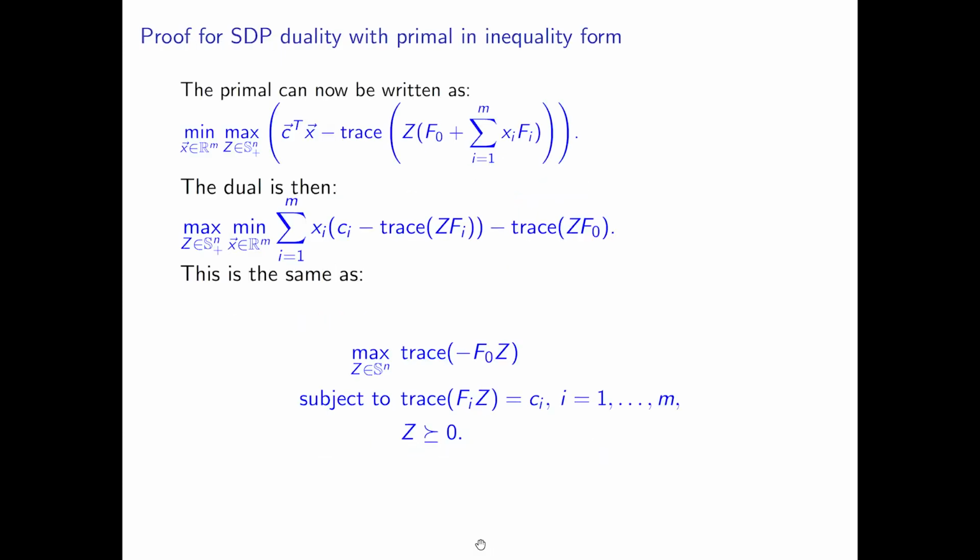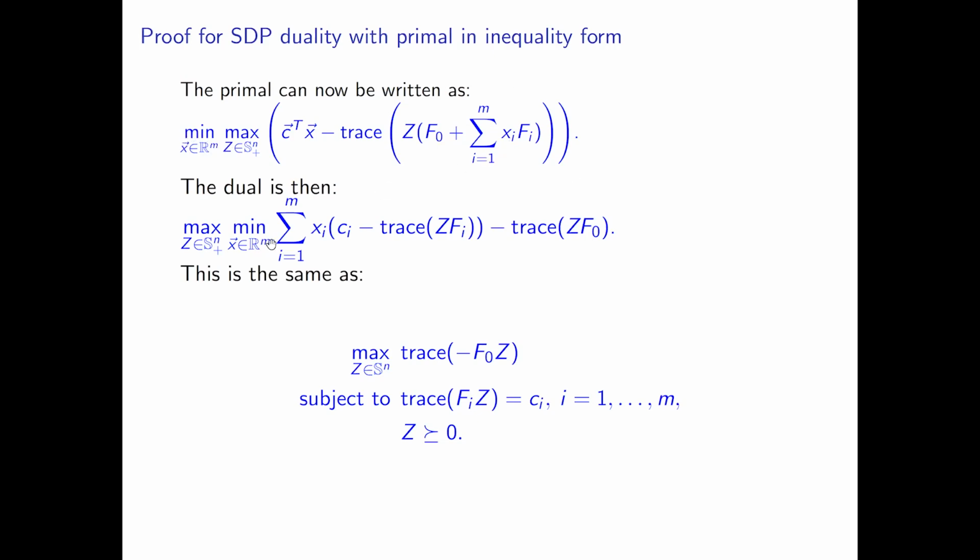So play the same game. Now you write the primal as a min-max problem. In the primal, the objective is C transpose X. You wanted this expression, F0 plus this linear matrix pencil expression, to be positive semi-definite. So you introduce a dual variable that serves as a witness for that constraint. And when you do the max, you notice that only when this is positive semi-definite will it make sense from the point of view of the minimum. Otherwise, things will run off to infinity.